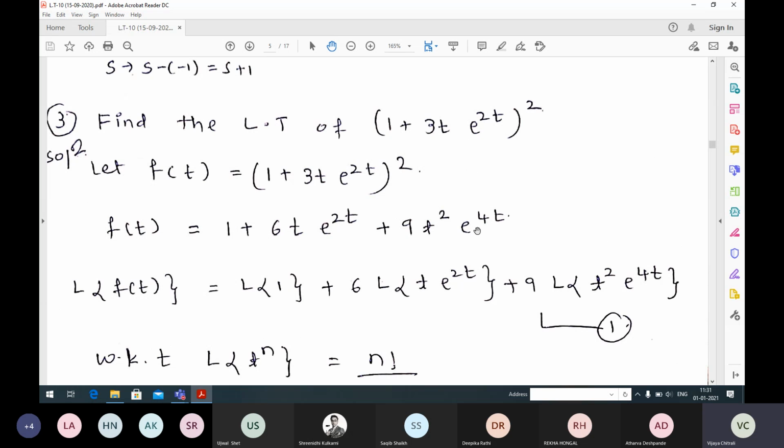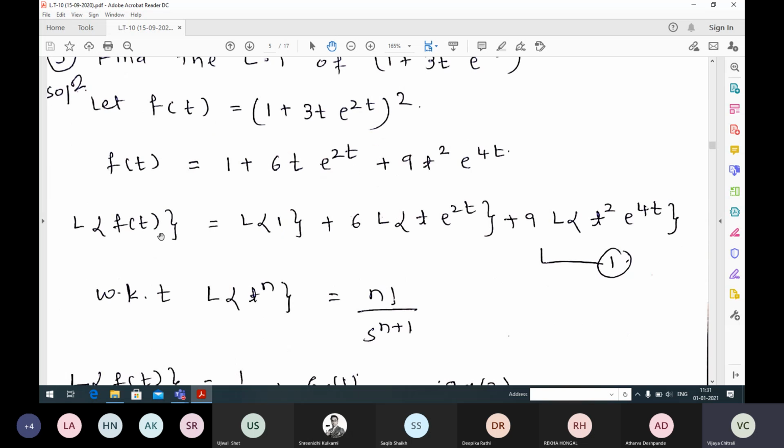Next is plus 2ab. 2 into a is 1 and b is 3t e raised to 2t. So you will get this as 6t e raised to 2t. So this is the expansion of 1 plus 3t e raised to 2t, whole raised to 2. Apply a plus b whole square, which is a square plus 2ab plus b square. A is 1, b is 3t e raised to 2t. Right? Now apply the Laplace transform to this.